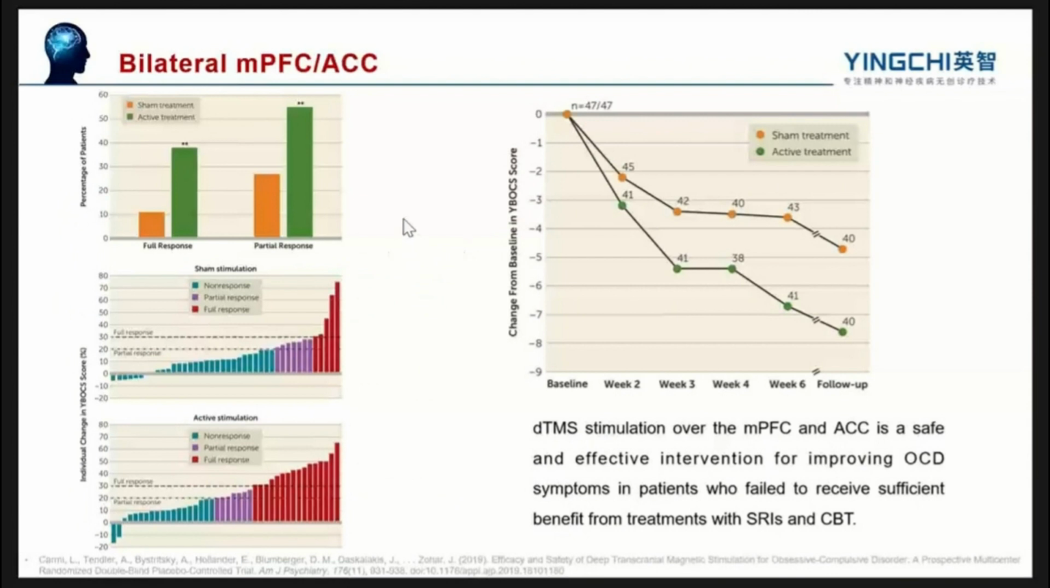As we just mentioned, the double coil is also approved by FDA to treat OCD. And this decision is made because by comparing the electric field of the double coil and the H coil, they found the same electrical field in the mPFC area, and they speculate that the double coil may have the same effect as the H coil in OCD treatment.